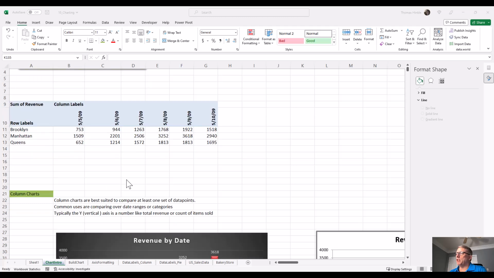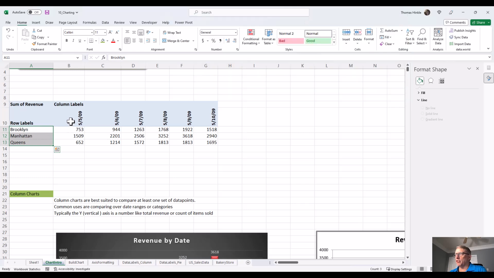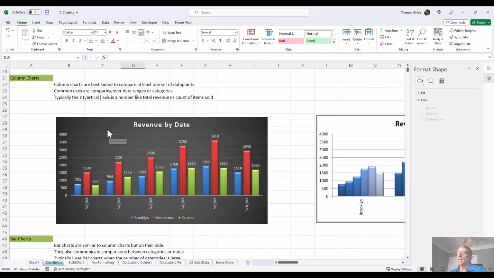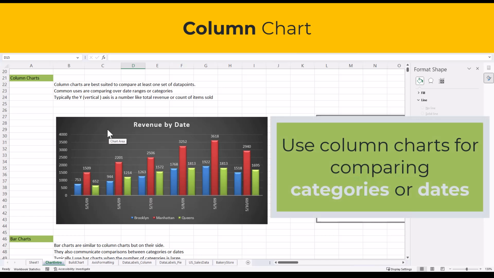So we can scroll down here and I've got a little table of our bakery data. And again, looking at that, it's all accurate. We've got a summation of all the stores versus the dates and all the sales that were in there. And it's not really easy to see what the biggest sale was. So we come down here, we're going to start with the most basic and most commonly used chart, the column chart. Now, column charts are usually best suited to show differences in categories or dates.